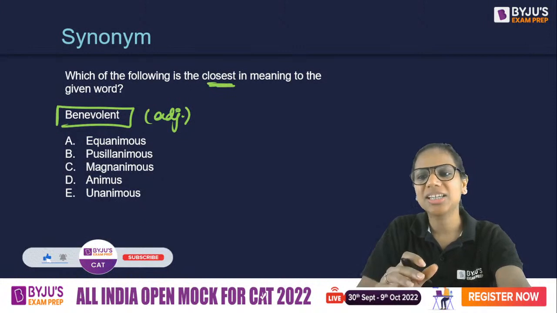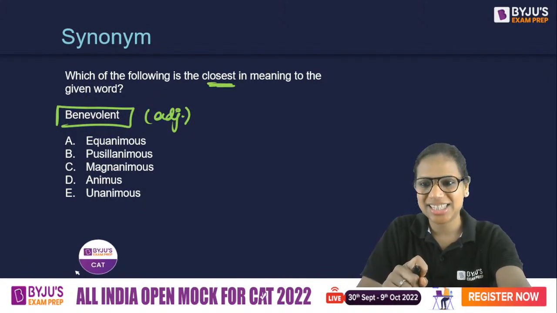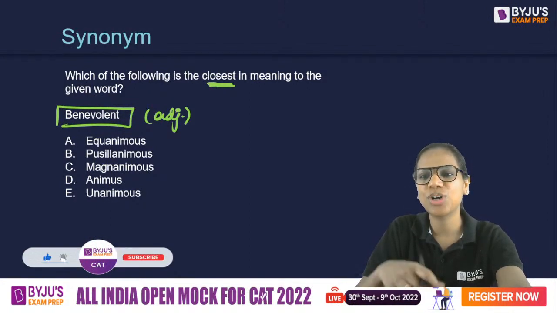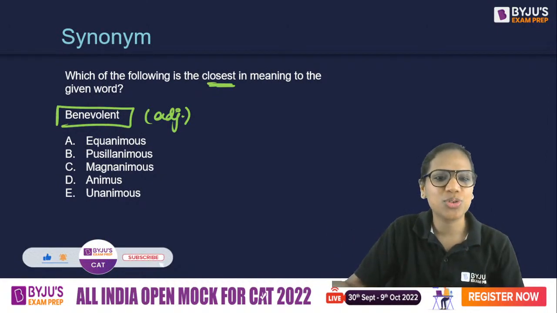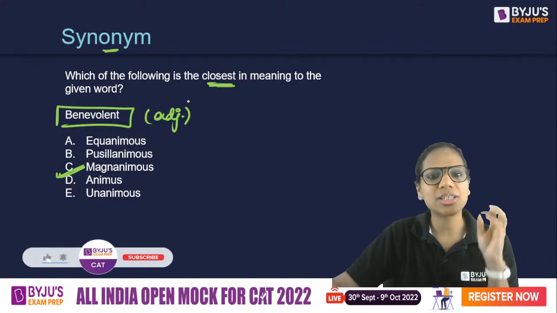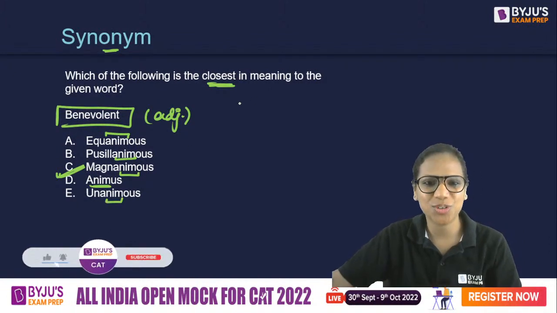See, benevolent is somebody who is friendly. Yes, somebody who wishes well for you. Your well wisher would have benevolent feelings towards you. So most of you say C, magnanimous. Absolutely correct. C is the answer. We were looking for a synonym. So as questions, they are not very difficult questions. The idea is that we are learning a lot more words with these because of the roots involved.